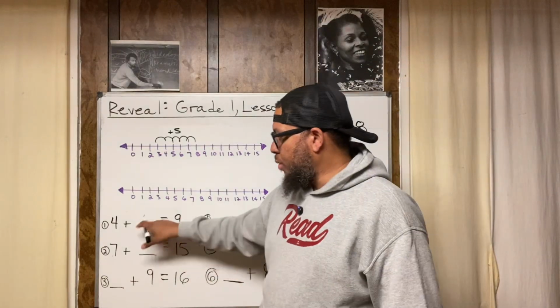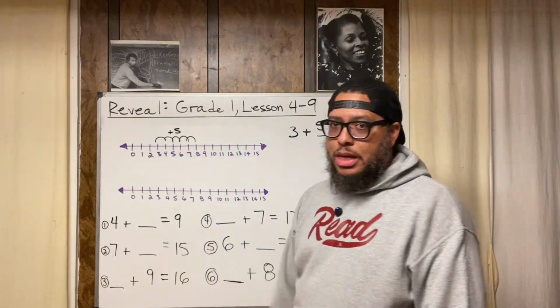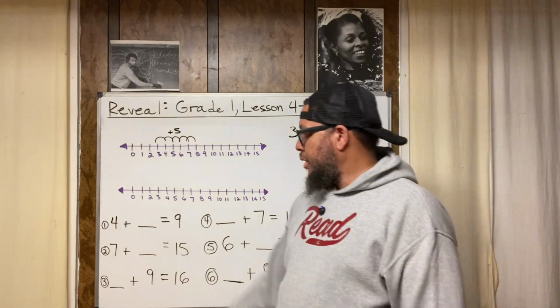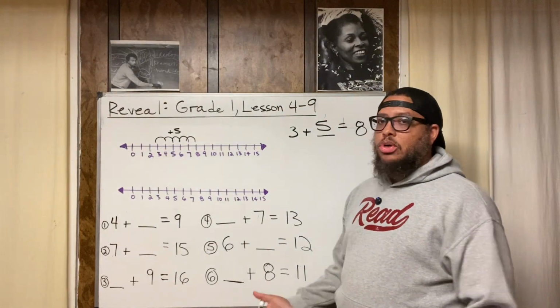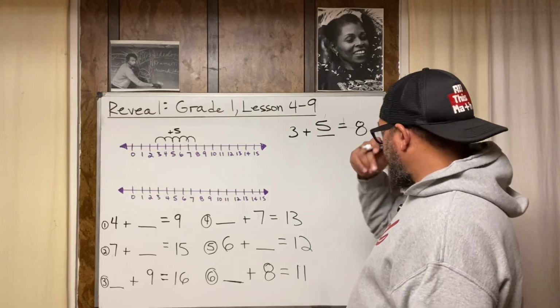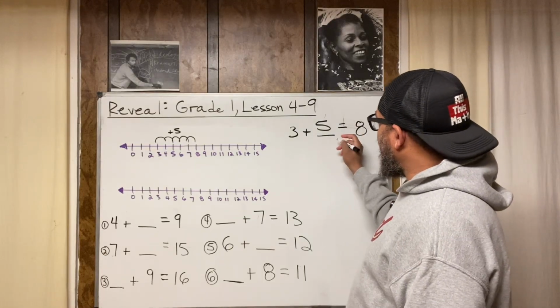That's algebra. You could put an X right there, say 4 plus X equals 9. Now you're in an algebra 1 class. 7 plus X equals 15. Now you're in an Algebra 1 class, right? They just don't call it that for whatever reason. We also could do it like this.